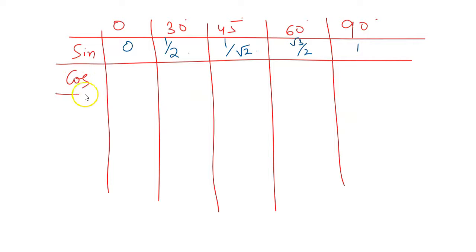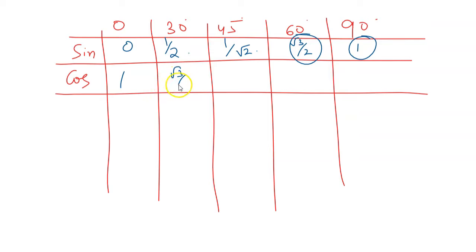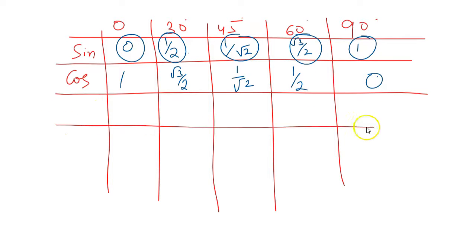Now for cos, what will we do? We'll bring the numbers from the last. So 1 I'll bring here. Similarly root 3 by 2 I'll bring here. 1 by root 2 I'll bring here. Then the number before this I'll add here. The number before this I'll add here. Right? It's clear for sine and cos.